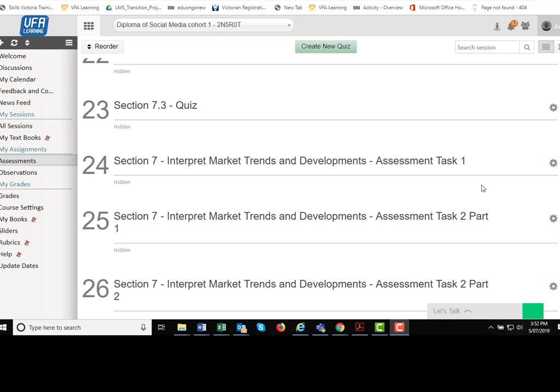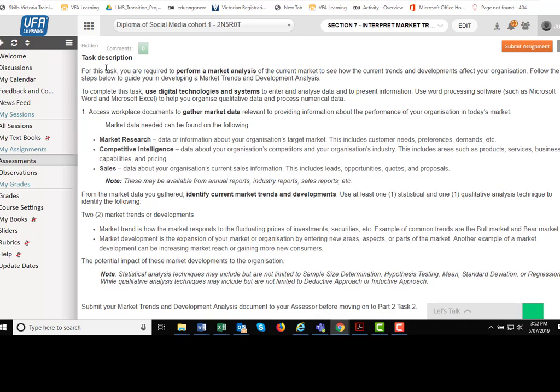We'll now look at Assessment Task 7, Part 2. If we click on it, you'll see a description of what's required in the task. To summarise, you're going to perform a market analysis to try and establish some trends and developments in your industry. We've got an explanation here related to the difference between a trend and a development.